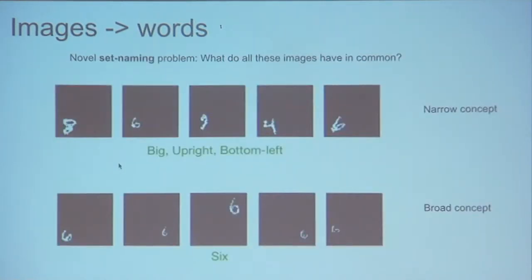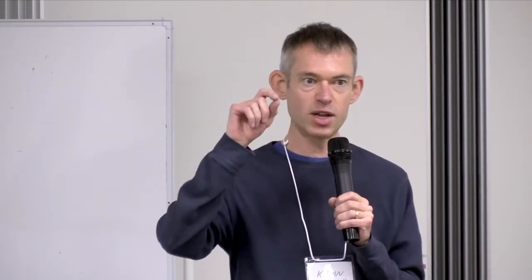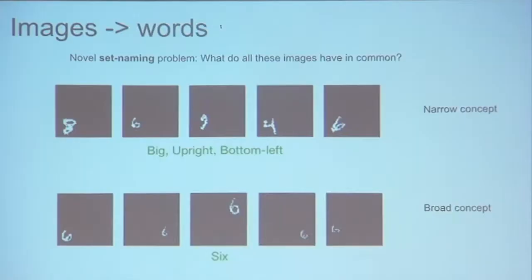A more interesting thing you can do is if you're given a set of images, you could ask, well, what do they all have in common? So if I give you this set of images, then what you'd like to do is say, well, all of these are big digits. They're all upright, and they're all in the bottom left, right? Whereas these guys here, what they all have in common is that they're all sixes, but they're all over the place. They're different sizes and different locations. So you want to find the most specific node in that concept hierarchy that explains the data.